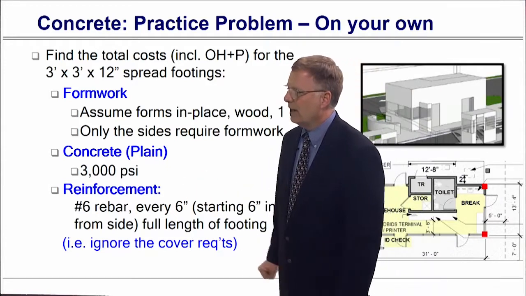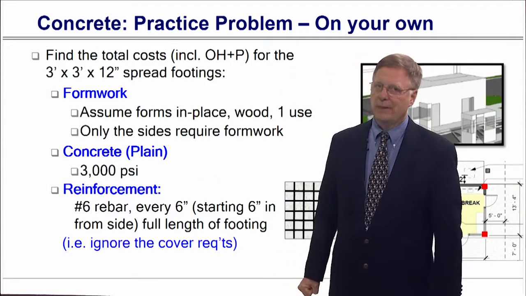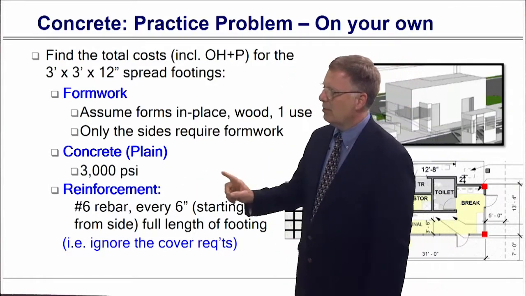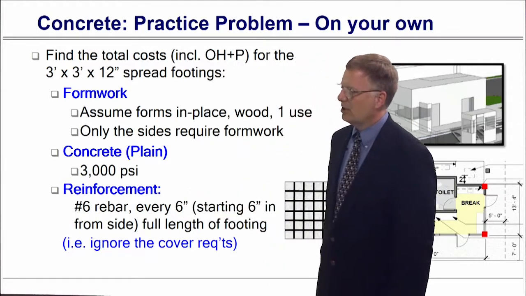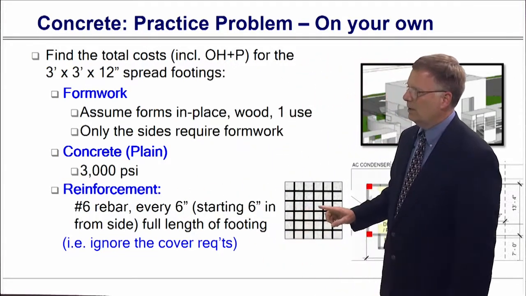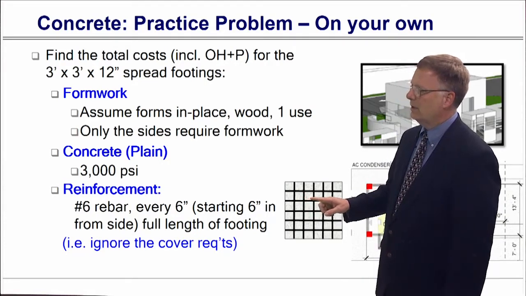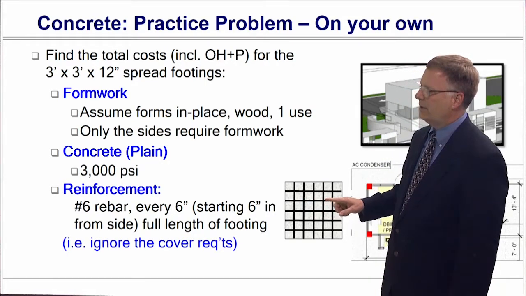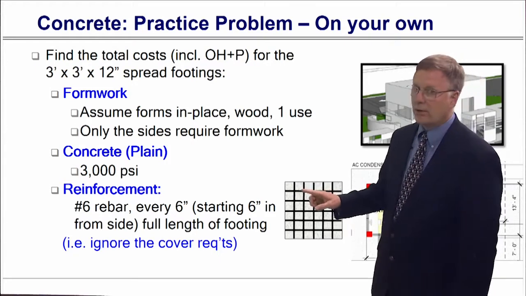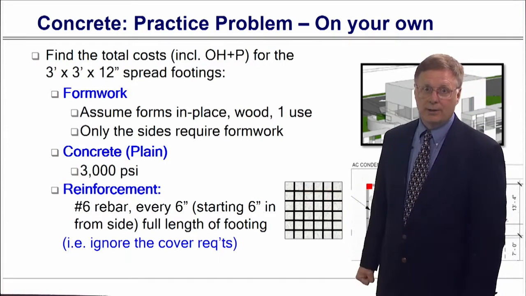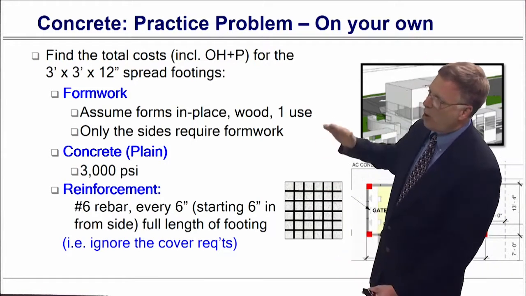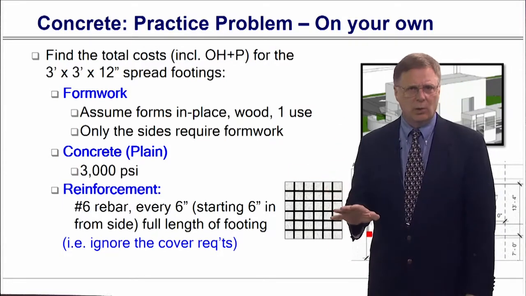Then we're going to use regular cast in place 3,000 PSI concrete, and we're going to use number 6 rebar every 6 inches. So it's basically 6 inches in, that's 6, that's 1 foot, 6, 2 foot, 6, 3 foot. So you can count how many rebars you're going to have. And again, we're going to go all the way to the length. We're not going to worry about cover requirements.